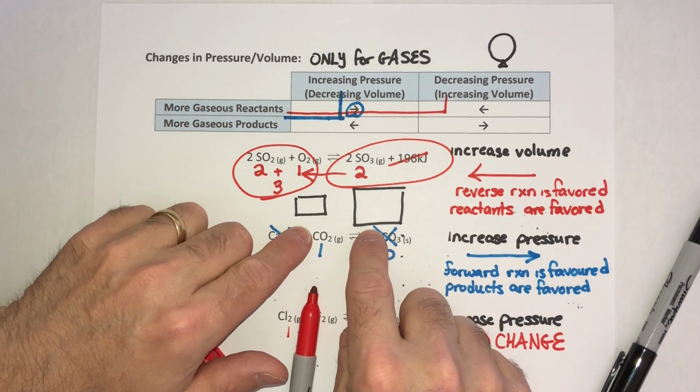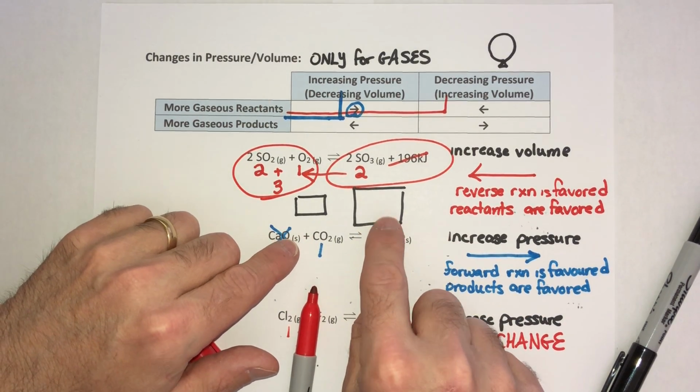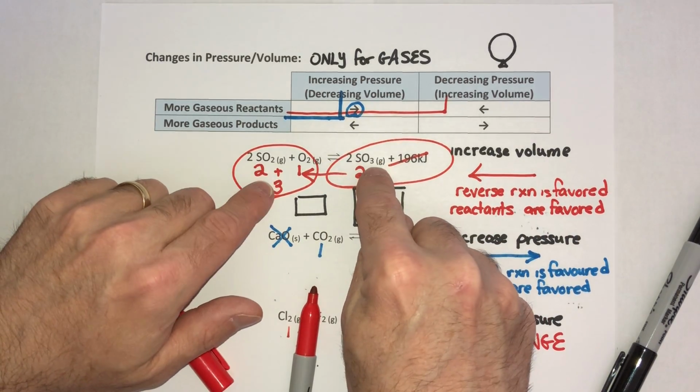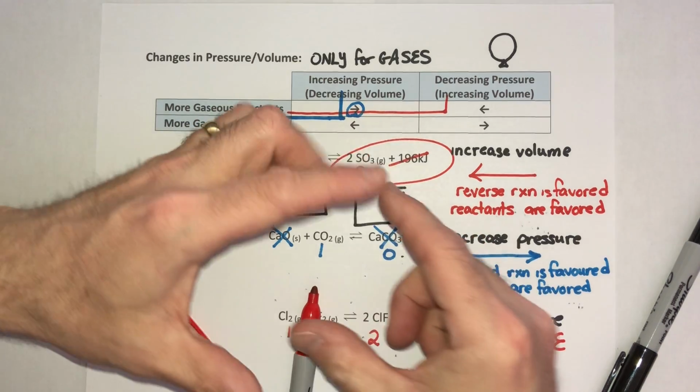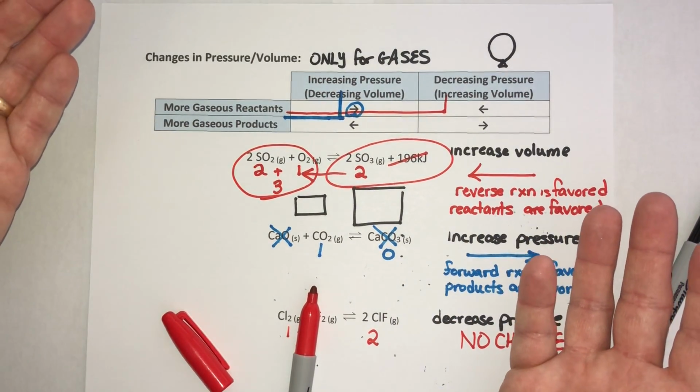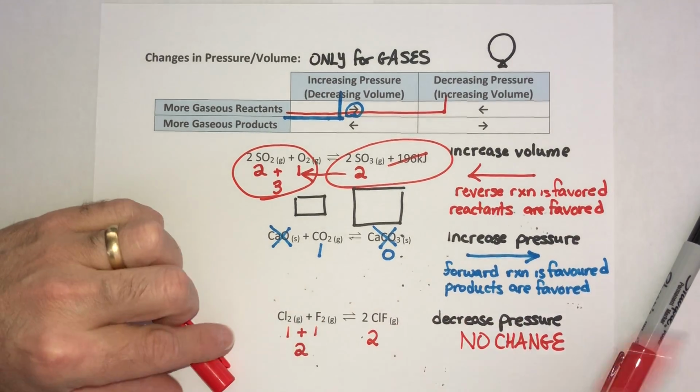Right? So for this one here, if you're talking volumes, if you got a bigger volume, the arrow will always point to the side with more gases. If your volume got smaller, it'll always point to the side with less gases. Okay, so let's try this one here.